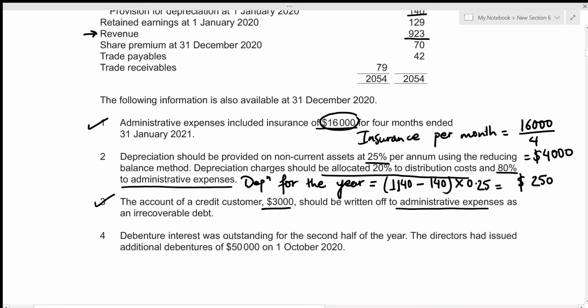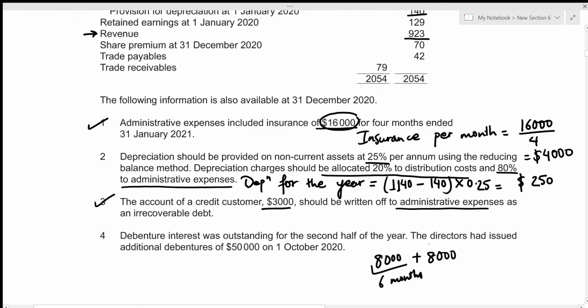Debenture interest was outstanding for the second half of the year, which means that whatever debenture interest we paid above, that amounted to 8,000. This 8,000 relates to the first 6 months, but we need to include the interest for the entire year, meaning that the second half of the year debenture interest was outstanding, and if the first half of the year has a debenture interest of 8,000, then the second half will also have the same amount. So we need to add another 8,000. This results in the total debenture interest for the year.